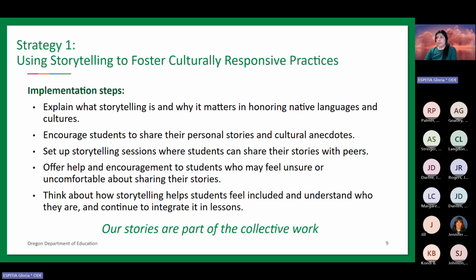So I'm going to take a pause and then ask if there are any specific questions, thoughts, ideas, or anything about this specific strategy before I move on to the next one. Has anybody incorporated storytelling in their lessons so far?